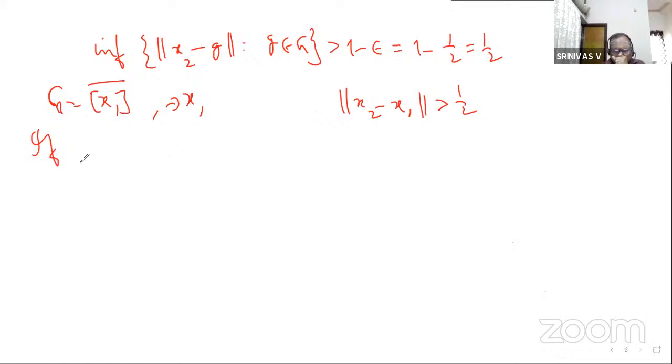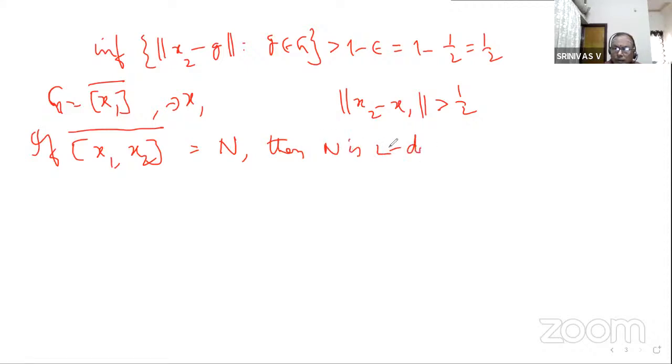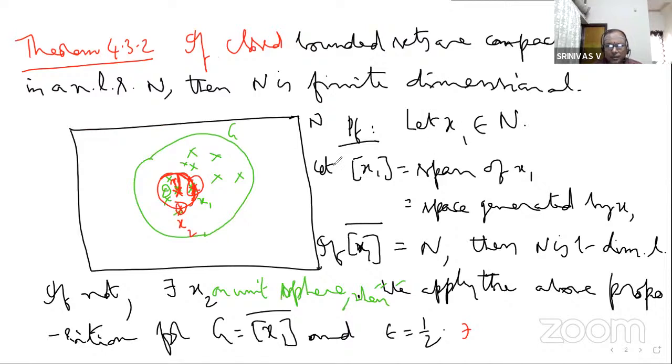If the span of x1, x2 and its closure is equal to n, then n is two-dimensional. Now you started with x1, which is in n. If the span of x1 closure is n, then n becomes one-dimensional because the singleton x1 becomes a basis. Otherwise, you take this as g.